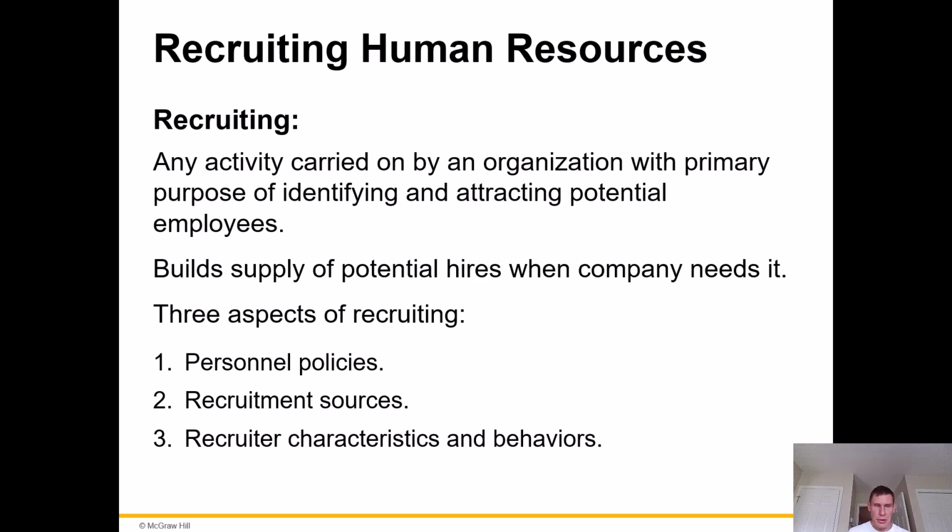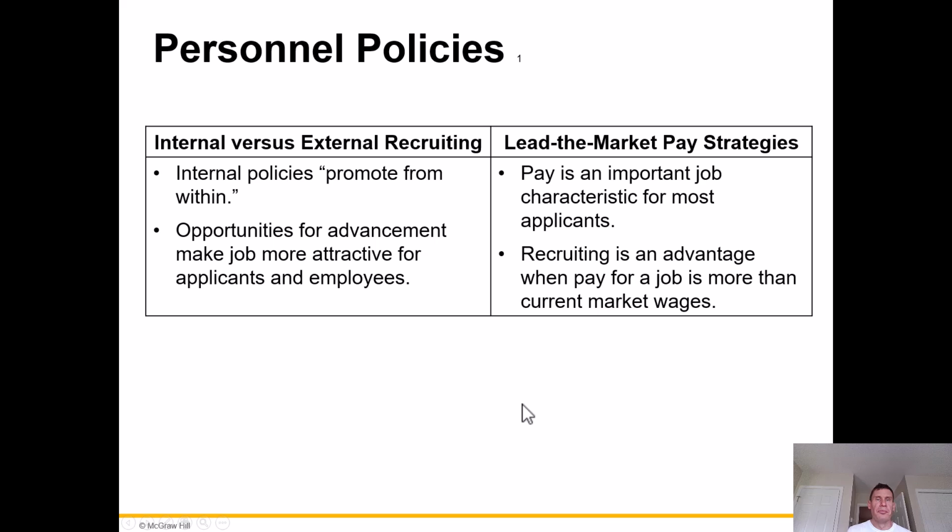So, the three aspects of recruiting. Number one, personnel policies. Number two, recruitment sources. And then number three, recruiter characteristics and behaviors. And we'll talk a little bit more about all of those in a second. So as far as personnel policies go, we can look at really two things: internal versus external recruiting, and lead-the-market pay strategies. So internal policies, of course, you're looking to promote from within.